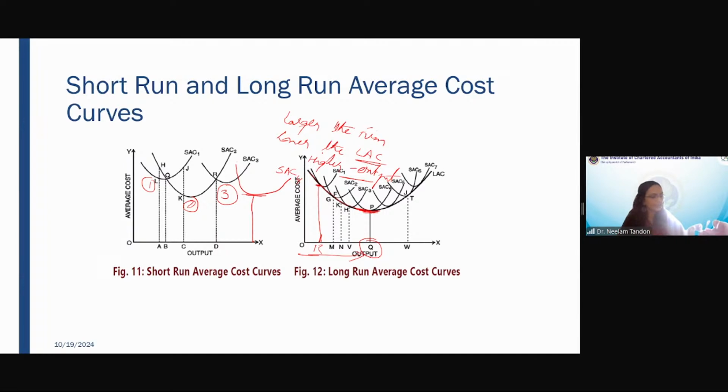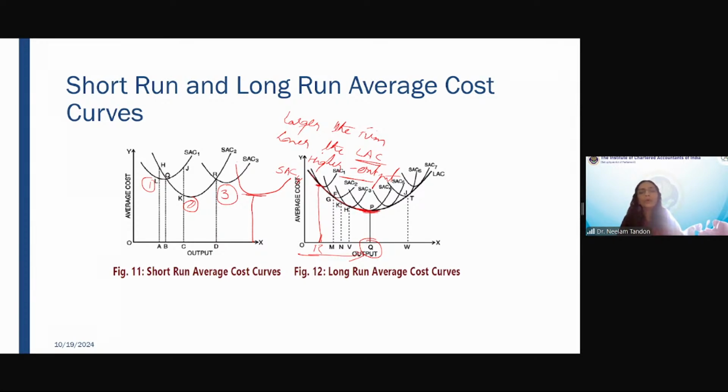What can be the reason for that? So the core reason for that is, number one, आपकी LAC minimum. LAC is minimum at P point. So definitely you want to operate at point P where LAC is minimum and the output is OQ.